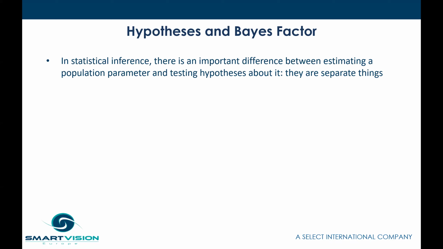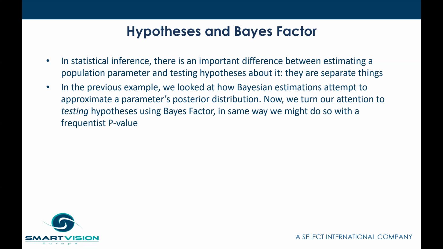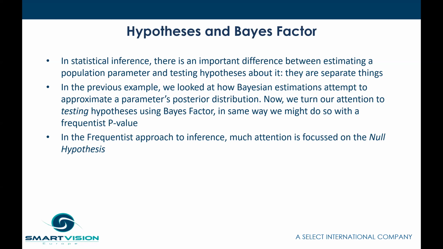I might say I think that population parameter, the average age of people getting married, is 26 or something like that. And testing a hypothesis would be, I think the average age of people getting married has gone up in the past 10 years or something like that. In the previous example, we saw how the Bayesian estimations attempt to approximate a parameter's posterior distribution. Now we turn our attention to testing hypotheses using something called Bayes factor, in the same way we might do with a frequentist p-value.